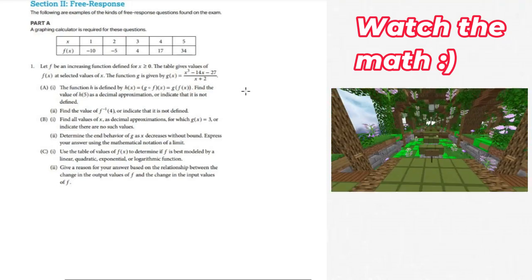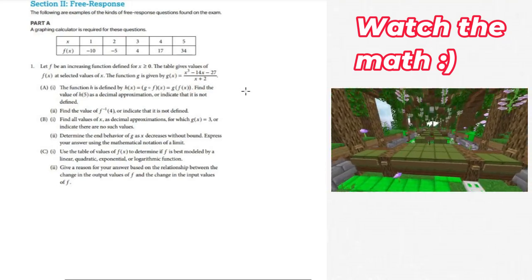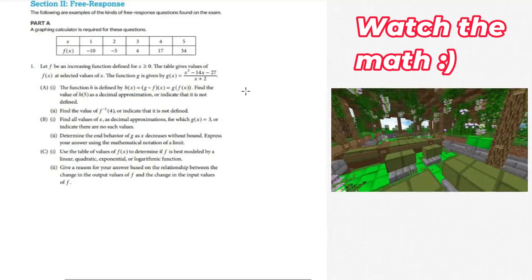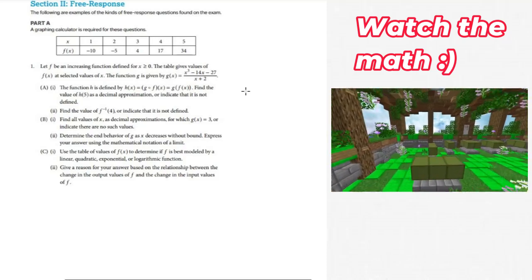So this is the first year of AP Precalculus, so we don't have past exams, but this is one that is provided by AP themselves. So let's get right into it.